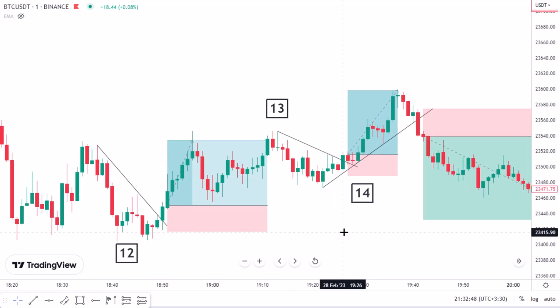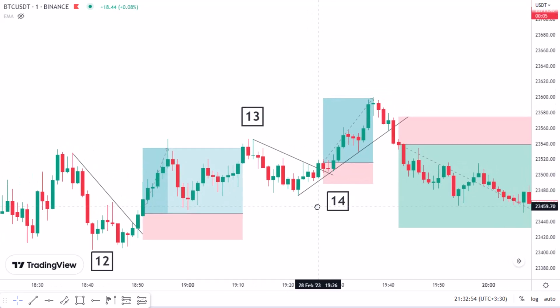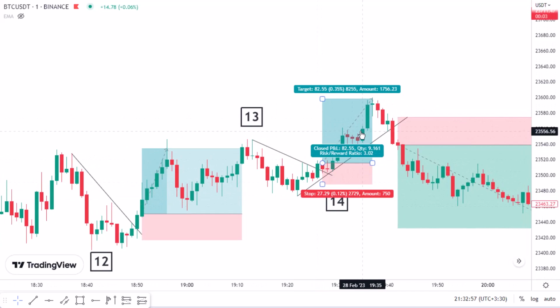On the trade 13, we have a trend line here with 3 touches. On the first time it breaks it here, we enter the buy position, set our stop loss, and it gives us a reward of 3.